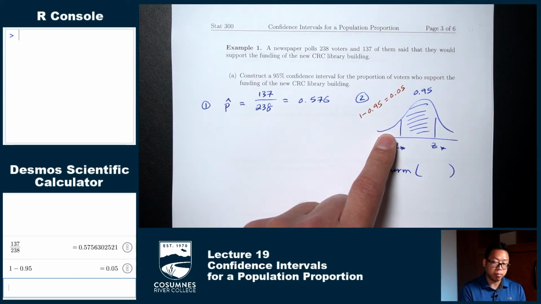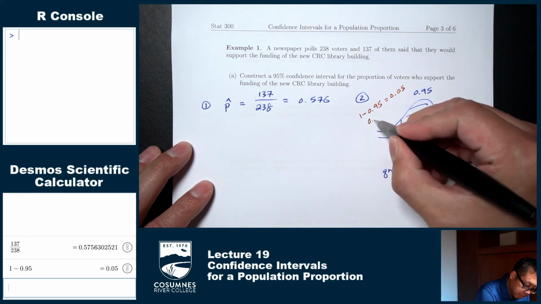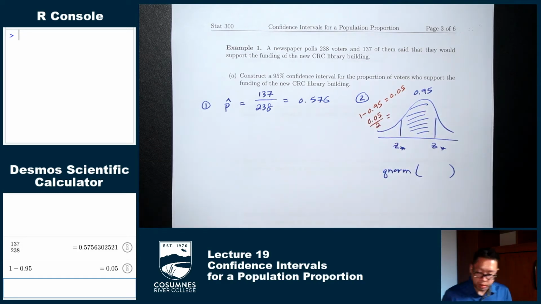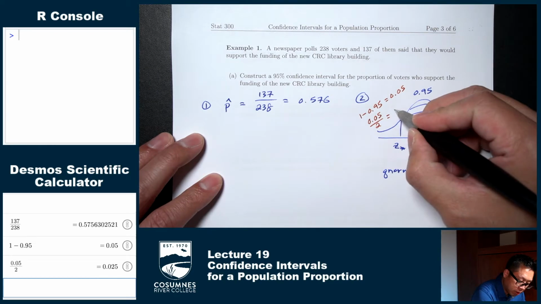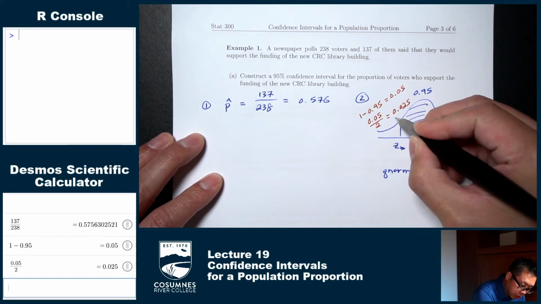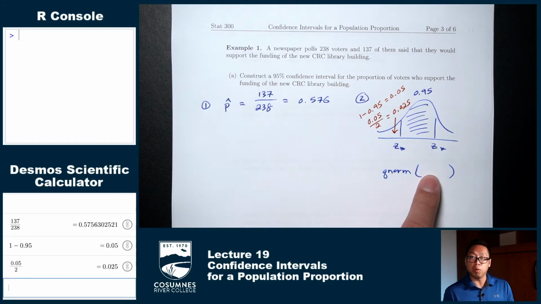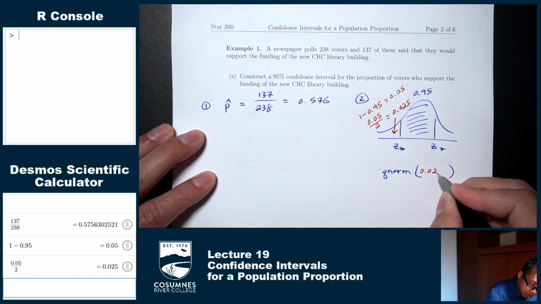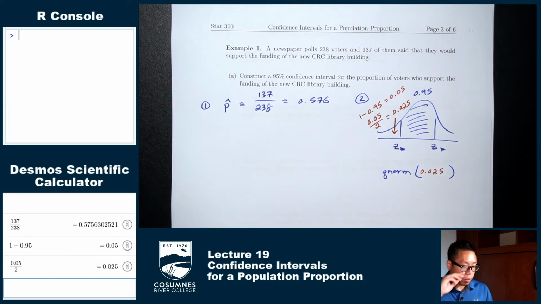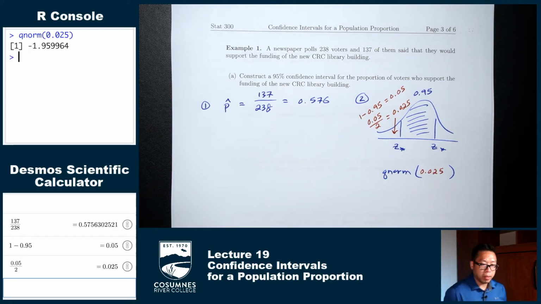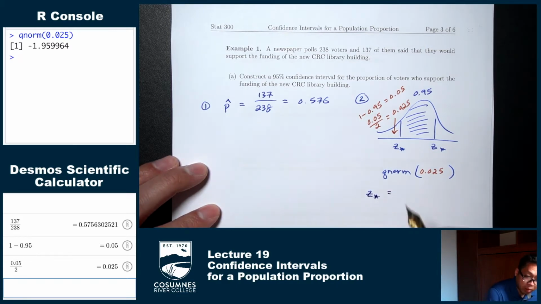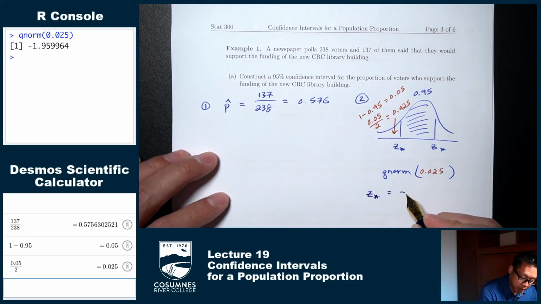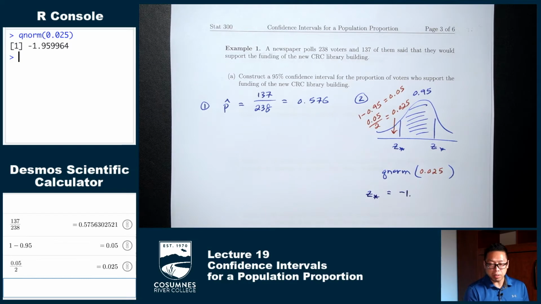Because I only want the left one, divided by 2. Okay, 0.05 divided by 2. 0.025. Okay, that's the unshaded part on the left side, which is what I'm going to plug into Q-norm. So in R, we're going to do Q-norm 0.025. This should get me a Z star. Round to 3 decimal places here. This is negative 1.960.